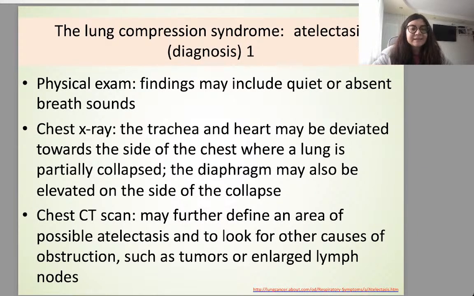A chest CT scan may further define an area of possible atelectasis and help look for other causes of obstruction, such as tumors or enlarged lymph nodes.